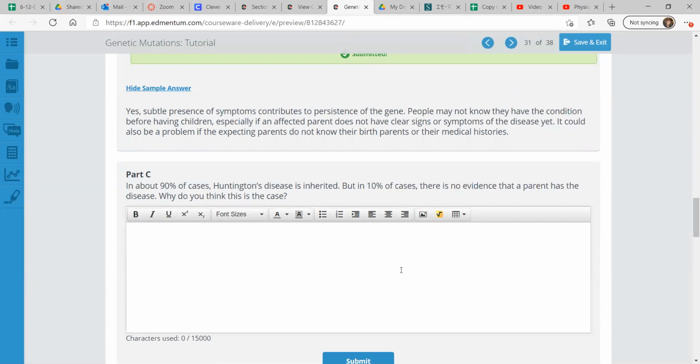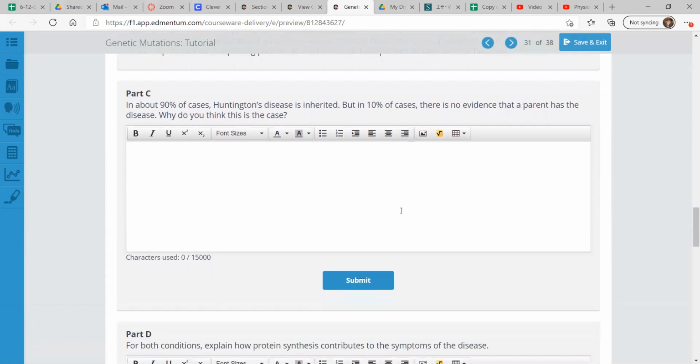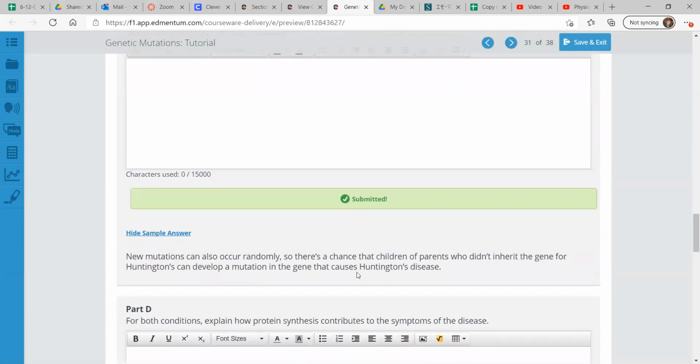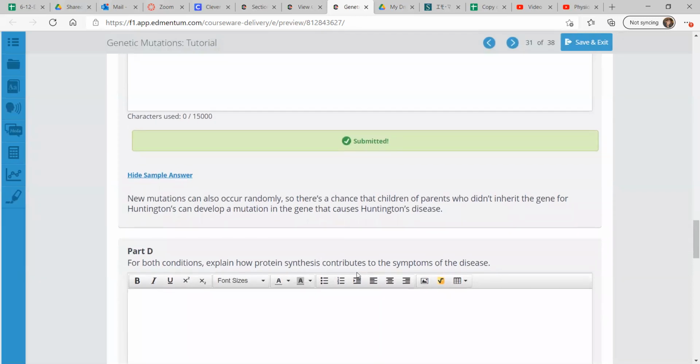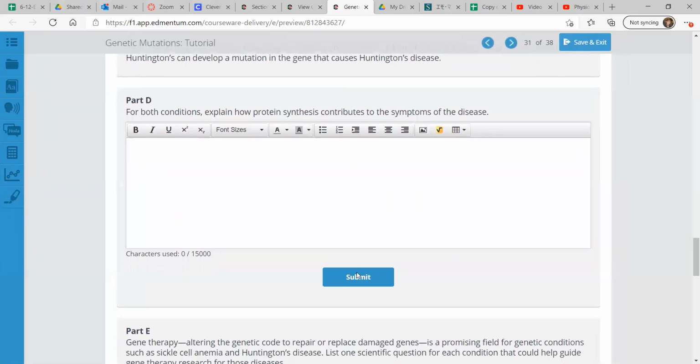In about 90% of cases, Huntington's disease is inherited, but in 10% of cases, there is no evidence that a parent has the disease. Why do you think this is the case? New mutations can also occur randomly, so there's a smaller chance that children of parents who didn't inherit the gene for Huntington's can develop a mutation in the gene that causes Huntington's disease. So it is randomly possible to develop that disease regardless of your parents.